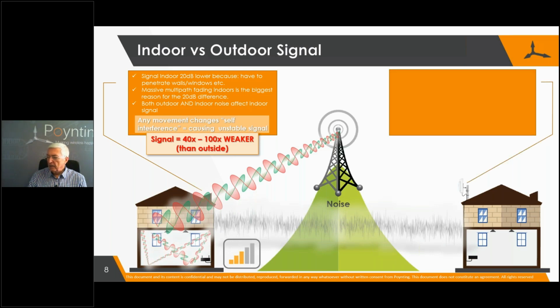Let's look at the outside antenna. First of all, when we put it outside, we immediately gain that between 16 and 20 dBs of better signal, so to speak.